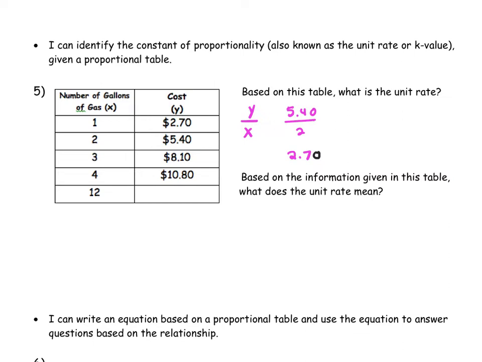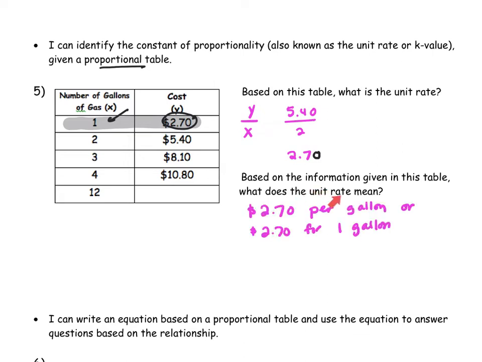But another very important point is this first point, because if we're given 1, then we know in a proportional table, the number with it is the unit rate. The y value is the unit rate. Next question. Based on the information given in this table, what does the unit rate mean? Unit rate always means the amount for 1. So it's $2.70 per gallon, or you can say $2.70 for 1 gallon.